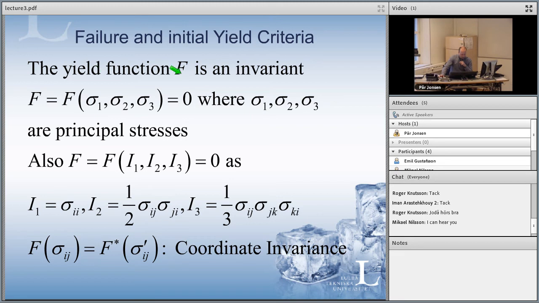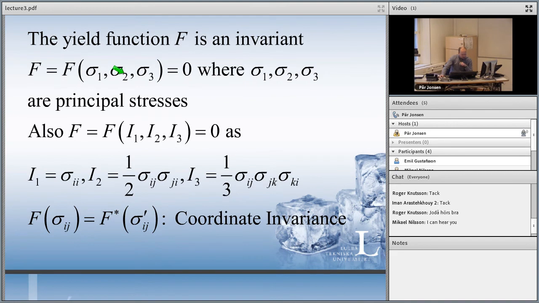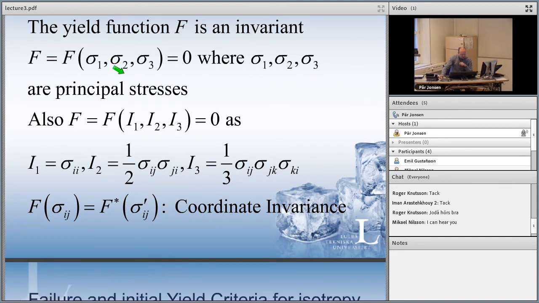We also talked last time about coordinate invariant things, and this means that the function has the same form independently of how you rotate your coordinate system. And this has to be fulfilled. In this case, it's the stress tensor that controls the yielding point, and this one is rotated, but this one takes the same form. It works exactly in the same way.